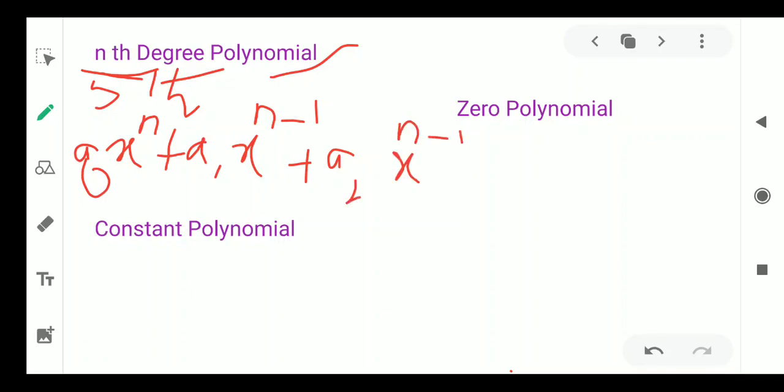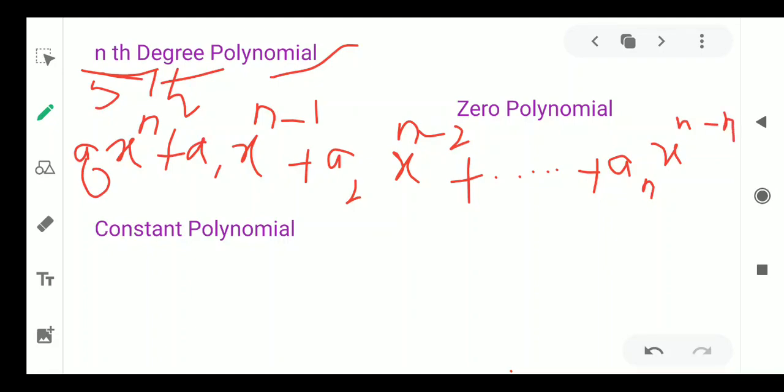Again taking minus 1, what will it become? n minus 2. Next term becomes A3 x power n minus 3. Since we are doing minus, the number being subtracted increases. So A3 x power n minus 3, plus, and so on, up to n terms. The last term is An x power n minus n.